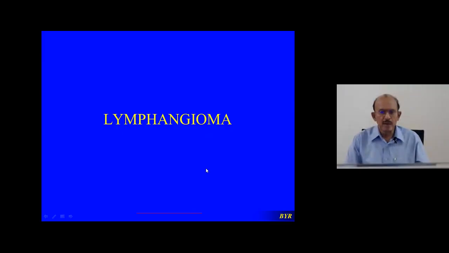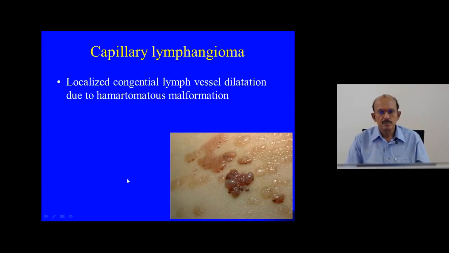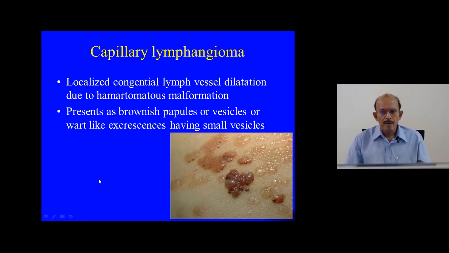Next is the lymphangioma. Localized congenital lymph vesicle or lymph vessel dilatation due to hamartomatous malformation. You can see here over the skin you see a lot of blebs. These blebs are nothing but the dilated lymph channels. So there are localized collections of lymph vessel dilatation. This is a developmental malformation.